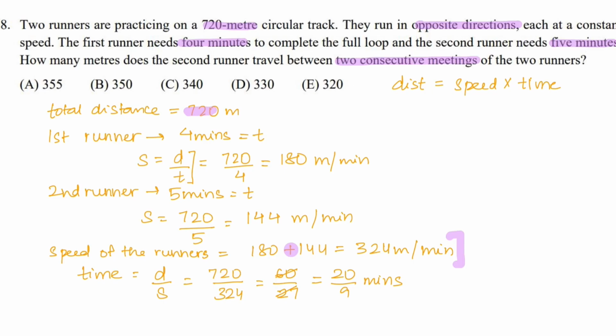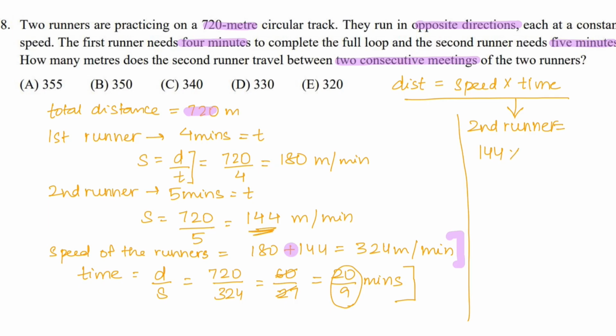Okay, now that we know the time after which they're going to meet, all we need to do is use the formula distance is equal to speed times time to figure out how much distance the second runner traveled during the 20 over 9 minutes. So that's the speed of the second runner. It's constant, not changing, and the time is 20 over 9. So when we multiply that, it's going to be 2880 over 9. And when we divide that, that gives me 320 meters. And that's my answer right there.